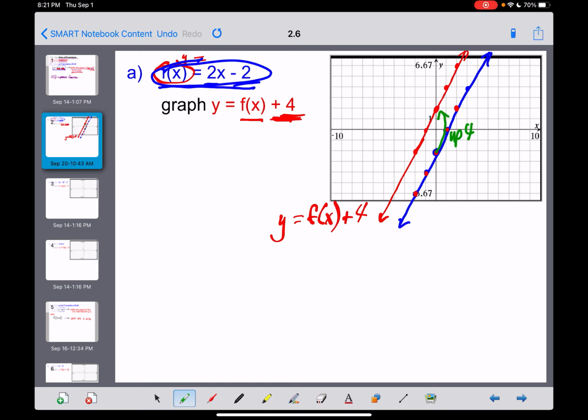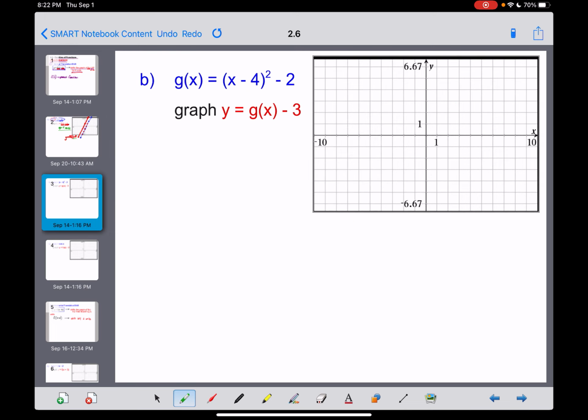Up 4. And you wouldn't want to label this because it gets messy, but that point moved up 4, that one moved up 4, that one did, and that one did. The entire graph went up 4 units. So the big idea to take away from here, let me leave that there, is that by putting a plus 4 at the end of the function, we shifted our original blue graph up 4 units. And that's what a plus 4 at the end of a function does.